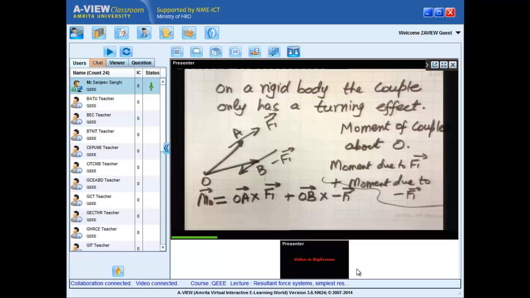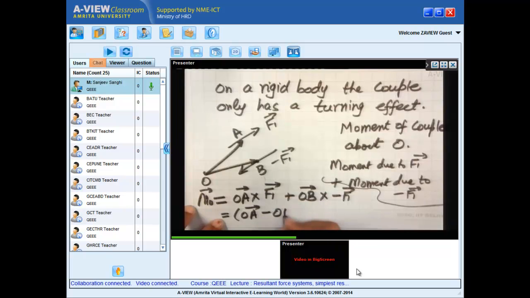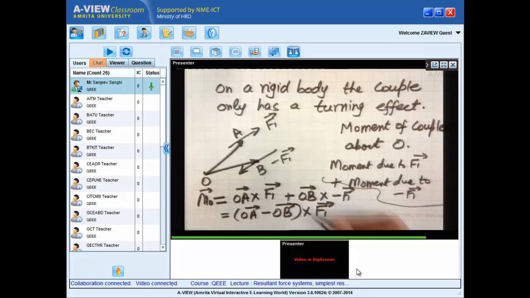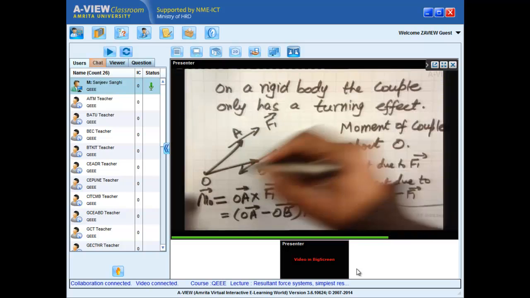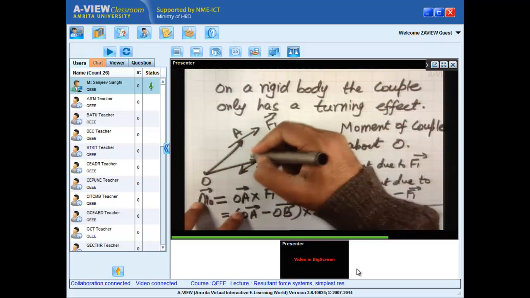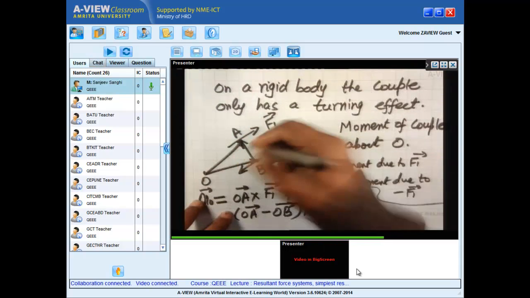So this I can write as OA minus OB cross F1, because we have a cross F1 and a cross minus F1, so we take it as minus OB cross F1. And what we realize is OA minus OB is nothing but the vector BA.